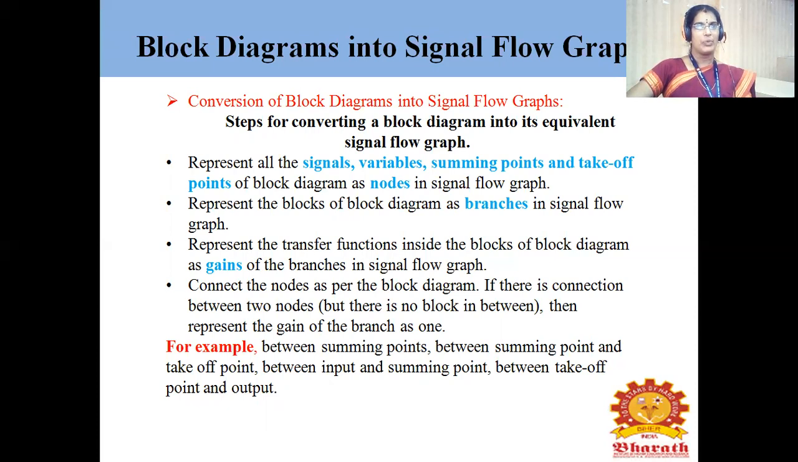Moving to the second step, represent the blocks of the block diagram as branches in the signal flow graph. What is the use of branches? I said they are used for representing the gain and the direction of signal flow, right? So like that we are going to mark across the nodes. If a gain block is connected between Y1 and Y2, then we mark a direction of signal arrow from input to output side, representing the gain as G1. It will be very clear when we solve the problem.